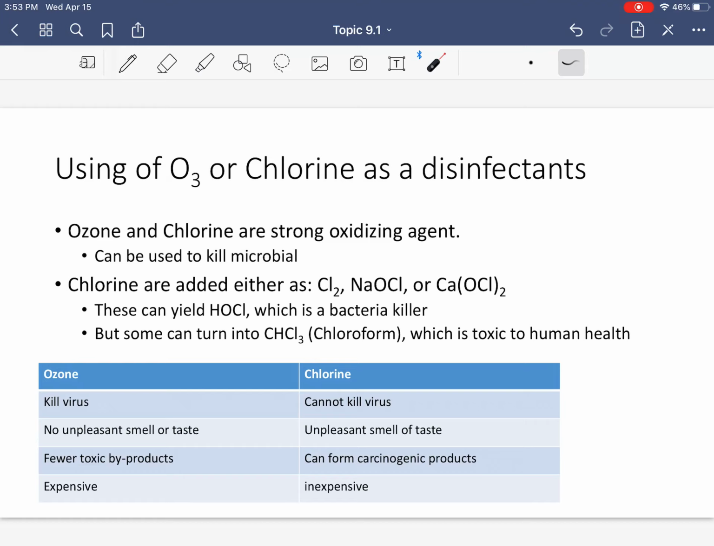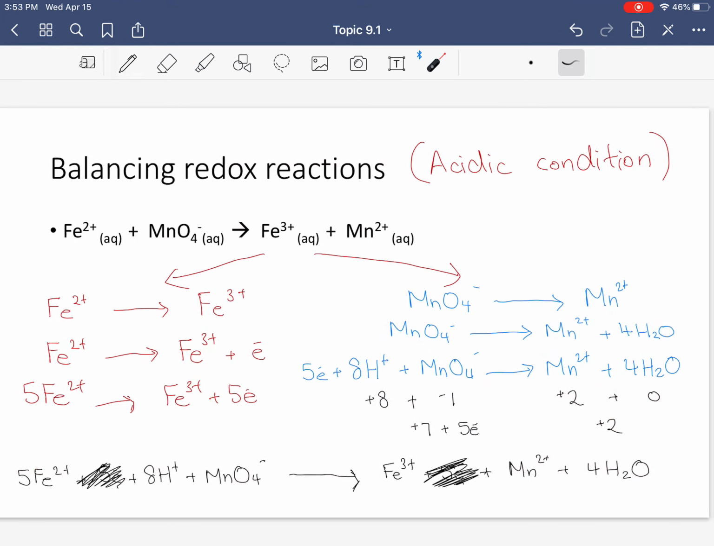All right, so today we're going to look at redox titrations and the Winkler method that uses redox titration. But before we do that, let's go back here.